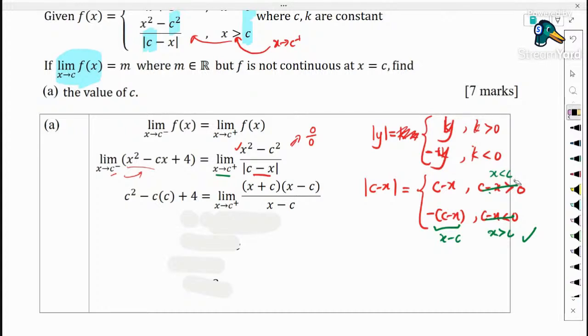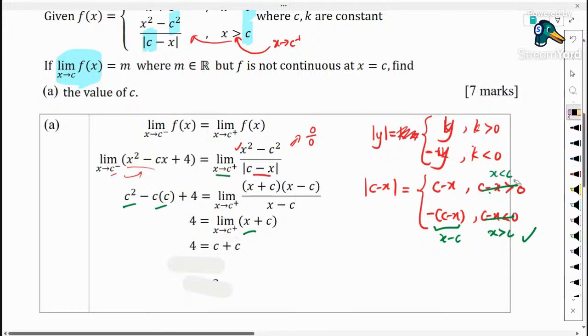And we can see that the factor creating 0, x minus c, is there on top and bottom. Let us cancel it and get the result. At the same time, the left-hand side I'm able to simplify to get the answer as 4, because here I have c squared minus c squared. Now this limit is a polynomial, so I can substitute c directly to get the answer. So 4 equals c plus c, 2c equals 4, c equals 2. There goes the answer.